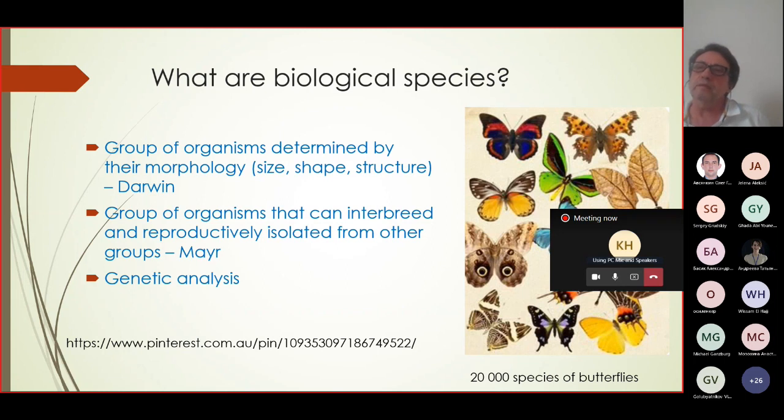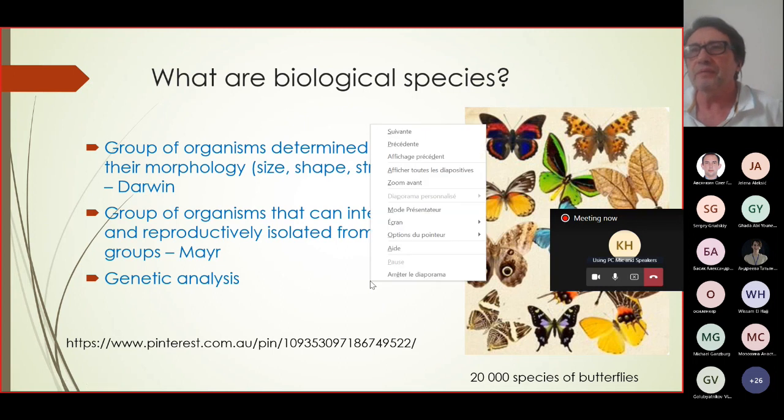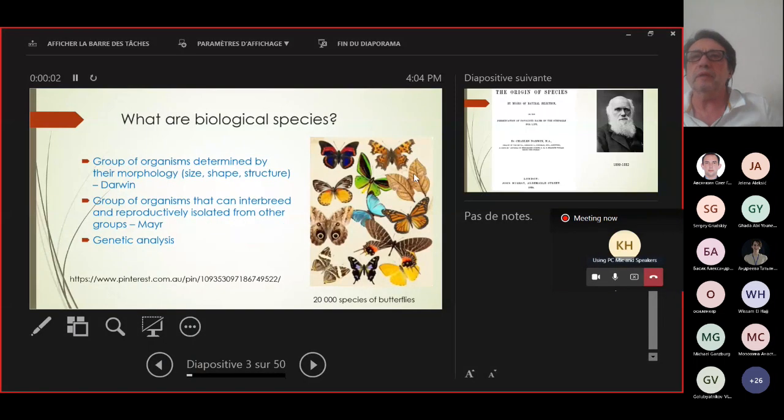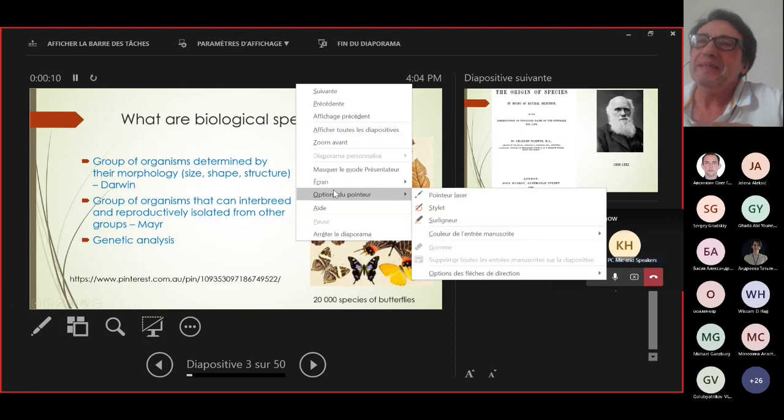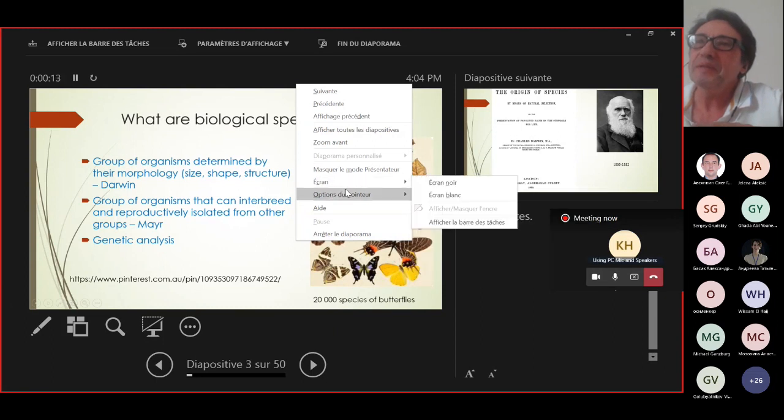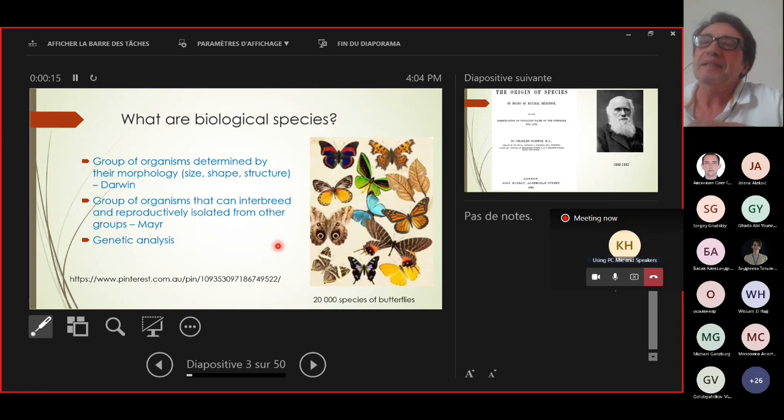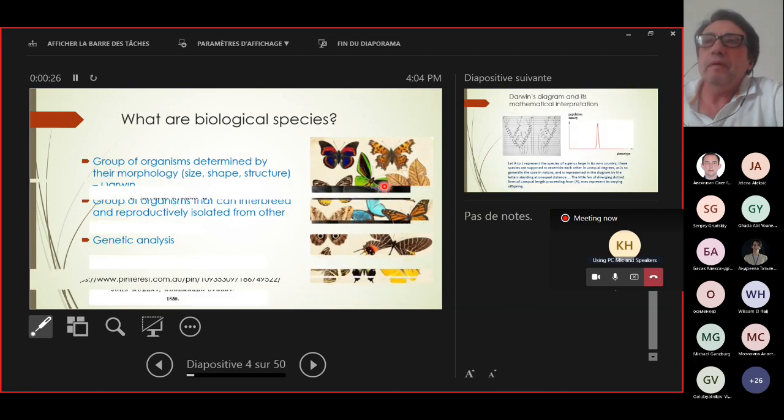Here in this image at the right, there's a nice picture with some butterflies, and in fact, oops, sorry, I did something wrong. I was looking for a pointer, but instead of pointer, I get something different. Sorry, I'm still looking for a pointer. Yes, so very nice picture with different butterflies. So it appears that there are, for example, 20,000 species of butterflies.